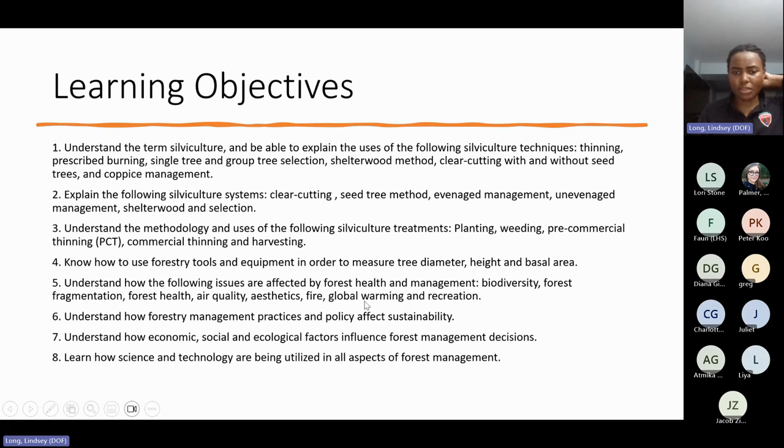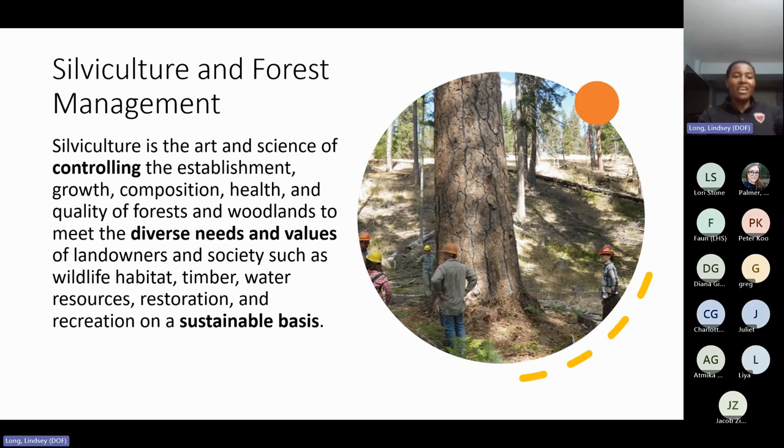Understand how the following issues are affected by forest health and management. So how we get biodiversity, forest fragmentation, forest health, et cetera, and then I think ecosystem services is here. Understanding economic, social, and ecological factors as they pertain to forest management. So those are the main things I'm going to try to hit.